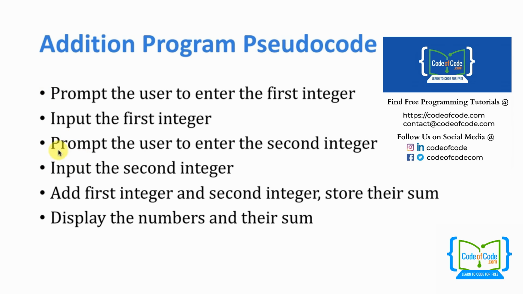The next two pseudocode statements do the same thing again, prompt the user to enter the second integer and read that value in, or input that value from the user. Then we're going to add the first and second integers together and store their sum. So now we have the total of those two values, and then we'll display that sum on the screen.